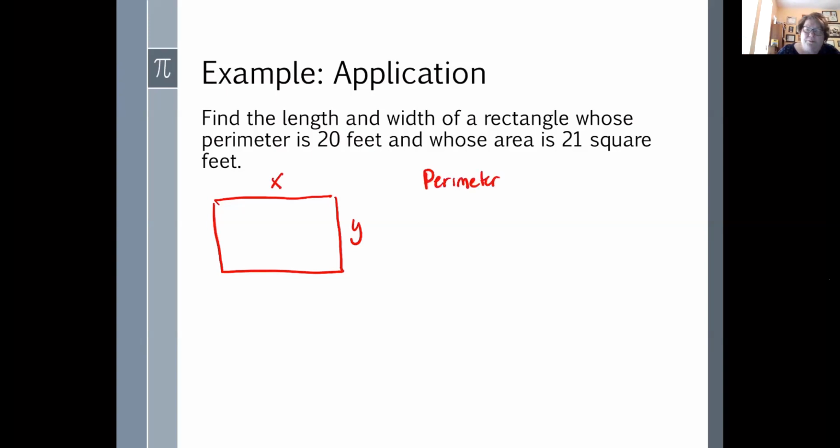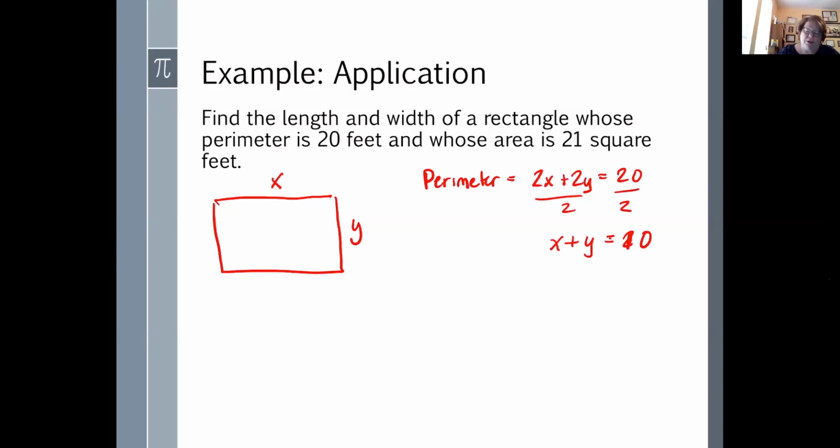Perimeter is the measure all the way around the rectangle. So it's 2 times its length plus 2 times its width. So it's 2x plus 2y. And they tell me that is equal to 20. They tell me the perimeter is 20. So I could divide both sides by 2 just to make that equation a little bit easier to manage. So x plus y equals 10. So there's my first equation, and it is linear.